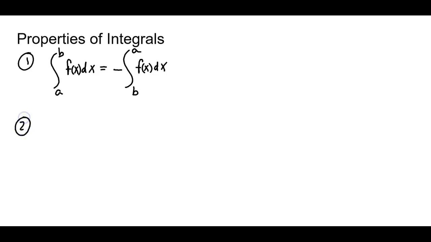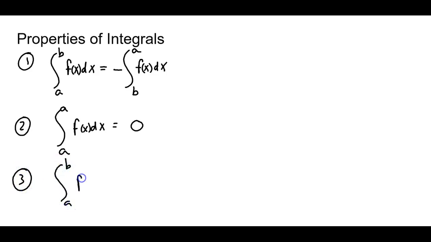Another property that we learned was that anytime you're going from a to a, that's just going to be 0. It means you don't have any length to this interval, so there's no area, therefore you're going to get 0. Another property is that if you're adding together 2 functions, you could just take the integral of each one separately.